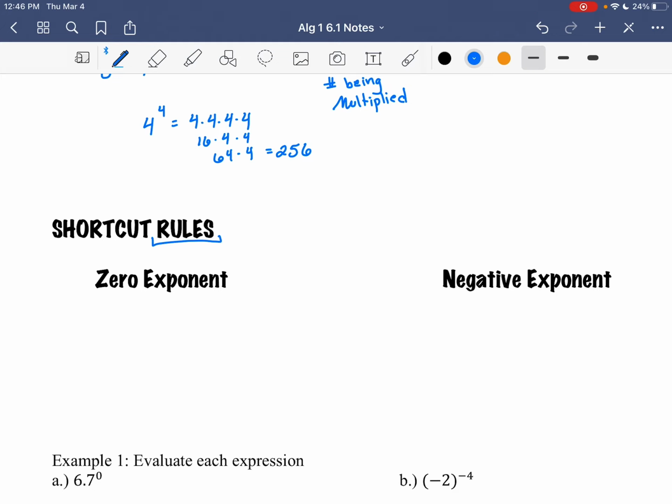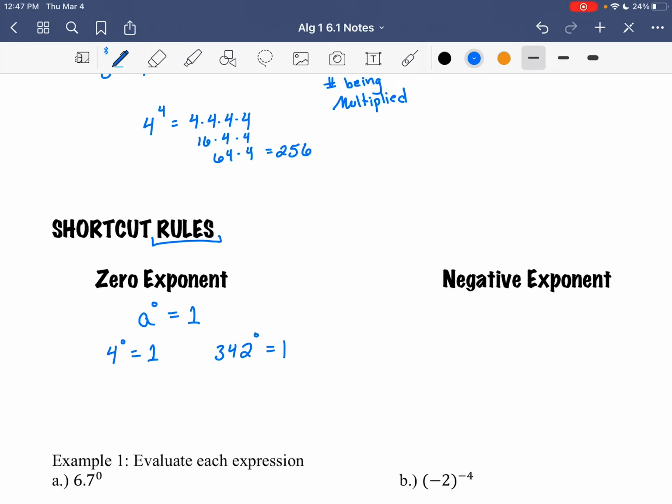The first rule is anything to the 0 power. Any number, any base to the 0 power is always equal to 1. So what this means is if I have 4 to the 0 power, that's always going to be 1. We'll discuss in the next video why this works, but anything to the 0 power. So I could have 342 to the 0 power is 1. Anything to the 0 power is 1.